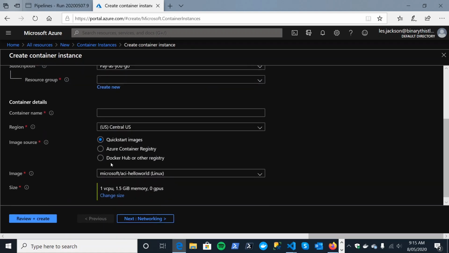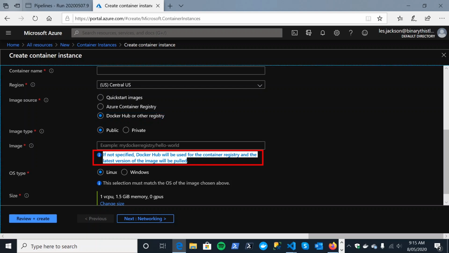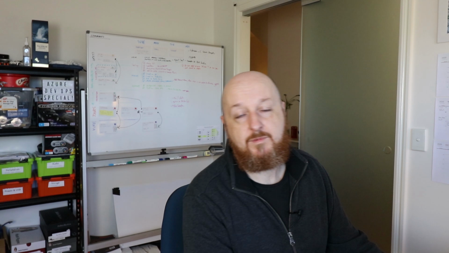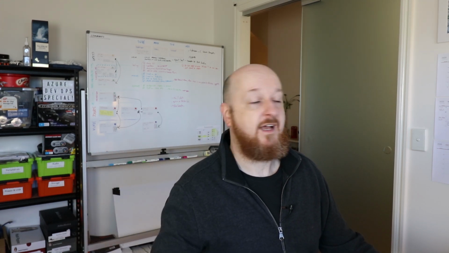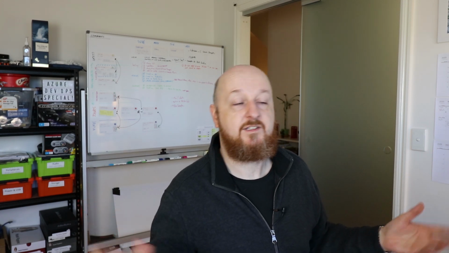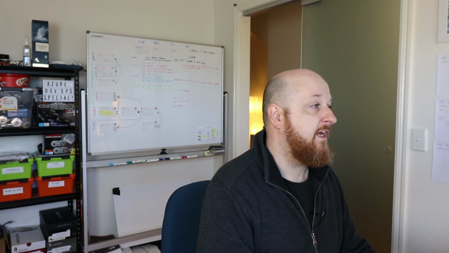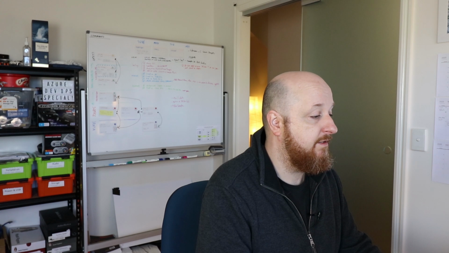And if we scroll down and select Docker Hub as the registry that we want, what you can see here is, if not specified, Docker Hub will be used for the container registry, and the latest version of the image will be pulled. So basically, the only image that exists on Docker Hub is specifically tagged with a version number, and when we try to create the default, which is using latest, it fails. So hopefully that makes sense. So how do we rectify that? Let's go back to the PowerPoint.